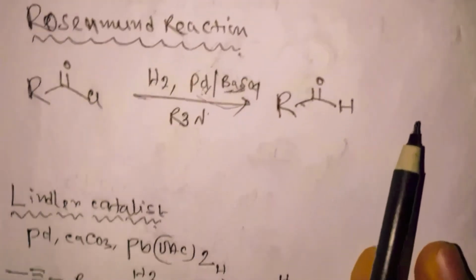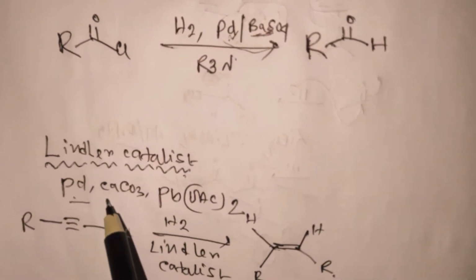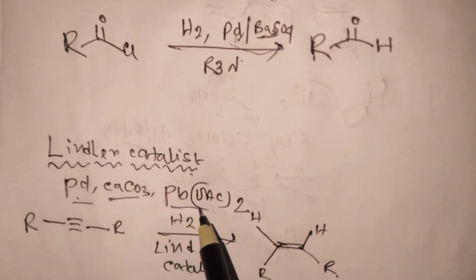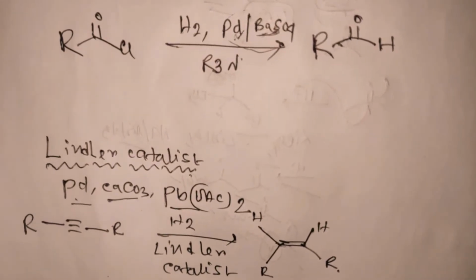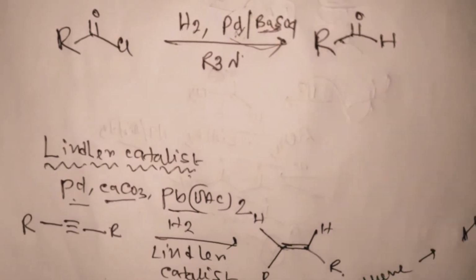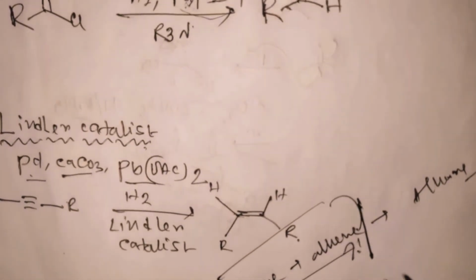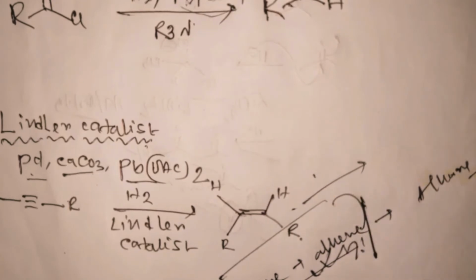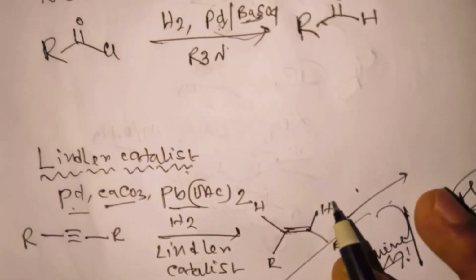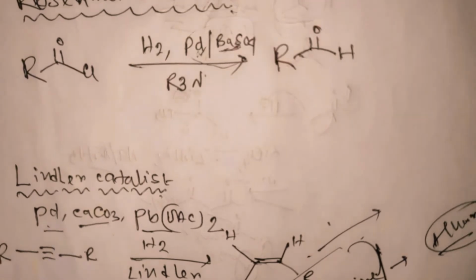And next is Lindlar catalyst. So what is Lindlar catalyst? It is palladium, calcium carbonate, and lead acetate. That is Lindlar catalyst. And what is its utility? It can reduce the alkyne to alkene only. So it can stop the reduction here. After using a further reducing agent, it can reduce the alkene as well, but with Lindlar it will stop here. This is the utility of the Lindlar catalyst.